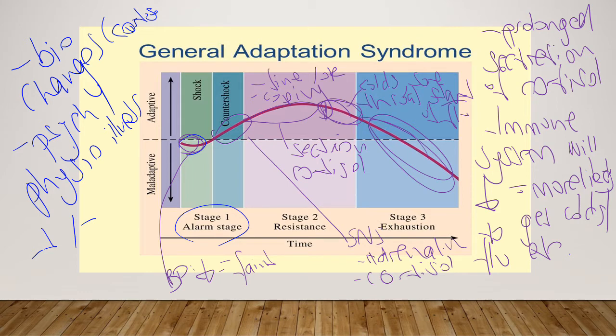In exhaustion, they are not coping anymore. We can't do the things we would normally do. And this is where you get more intense illnesses like the flu, cancer, heart disease, okay? As well as psychological illnesses like anxiety, things like that, all right?